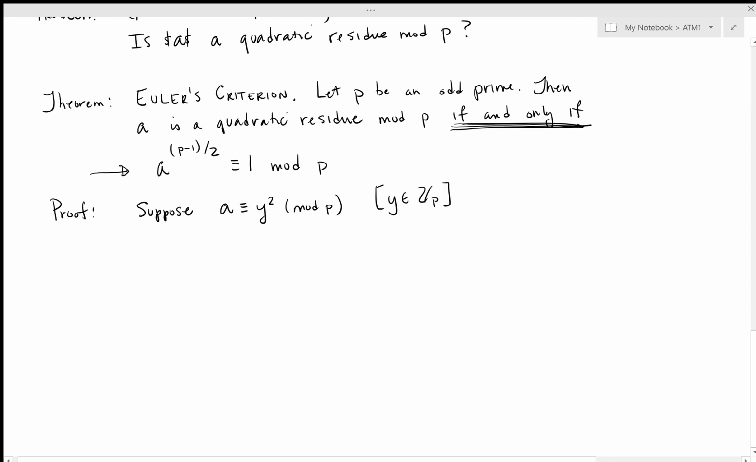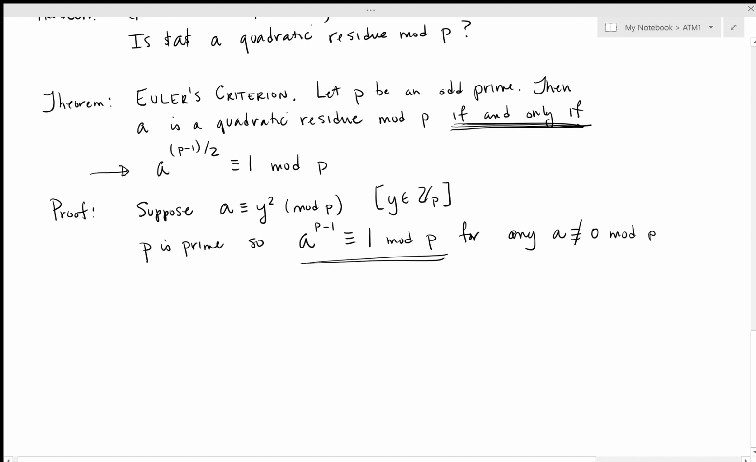Okay, first thing to notice is P is prime. So we have that A to the P minus 1 is congruent to 1 mod P for any A not 0 mod P. Okay, where does that come from? This one here, we've seen this before. This is Fermat's little theorem. So we can use that here, since A and P are coprime because P is prime.